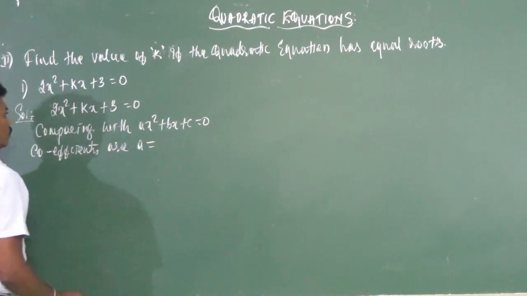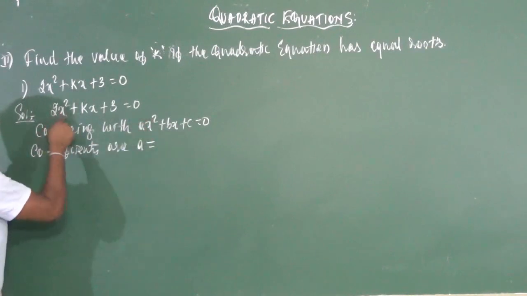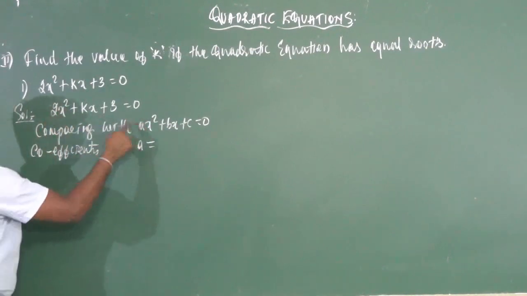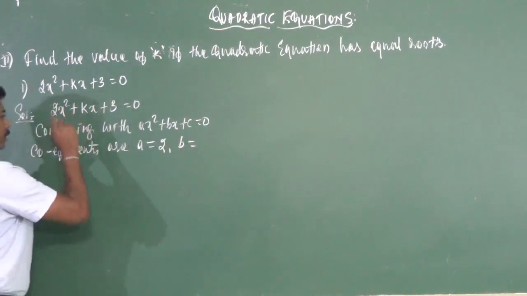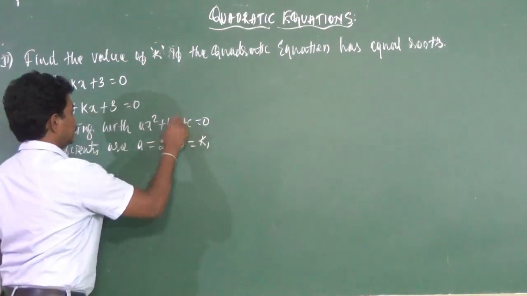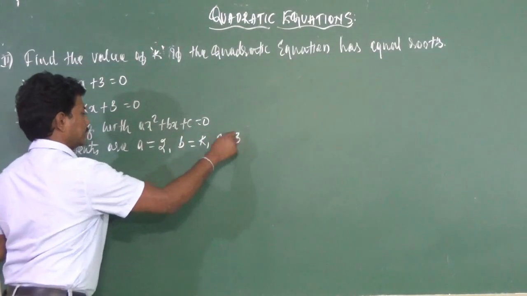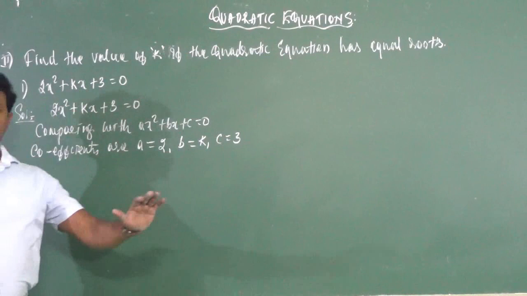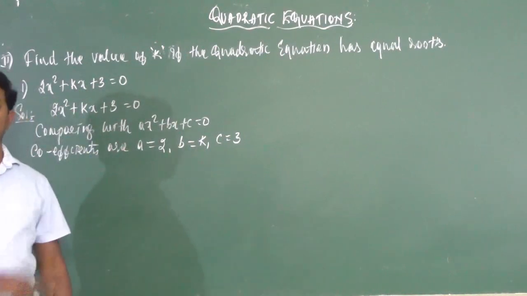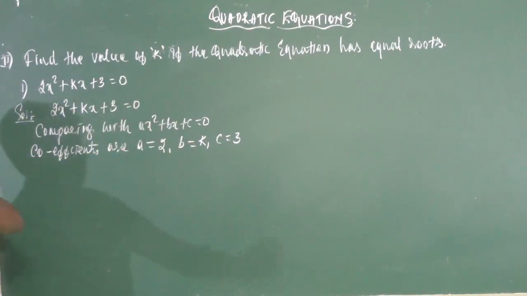a is equal to 2, comparing ax square with 2x square, then b is equal to k, exactly, then c is equal to 3. So these are the coefficients. We have the a, b and c values. Now a condition is given to us, that is the roots are equal. So we will write the condition.